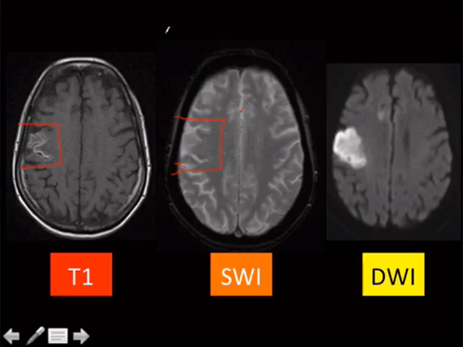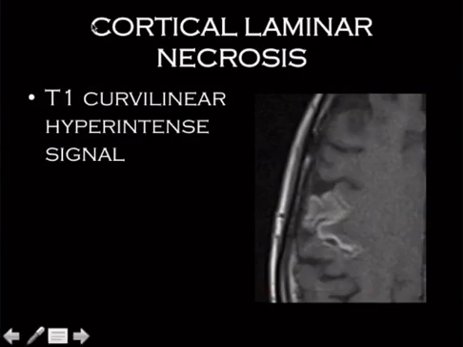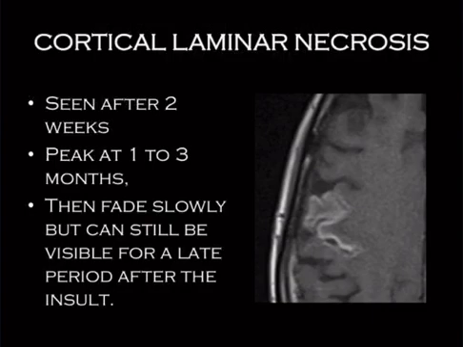So subacute blood is T1 bright, fat is T1 bright, melanin is T1 bright, hyalinized calcium is T1 bright, proteinaceous material is T1 bright. So there is an entity called cortical laminar necrosis, which is T1 bright. It's gyriform curvilinear right at the end. It's seen after a stroke.